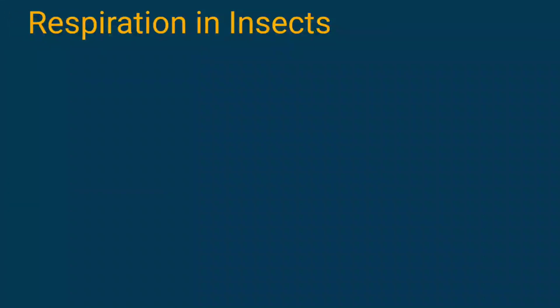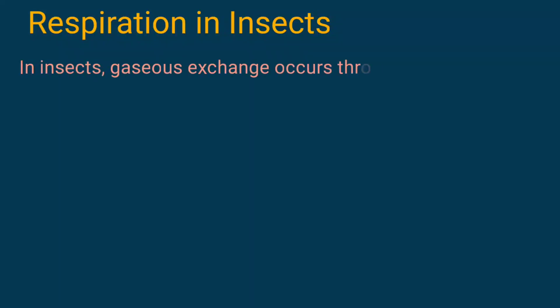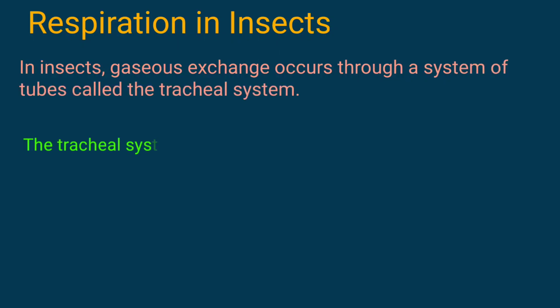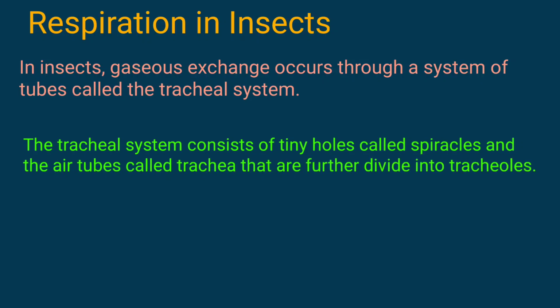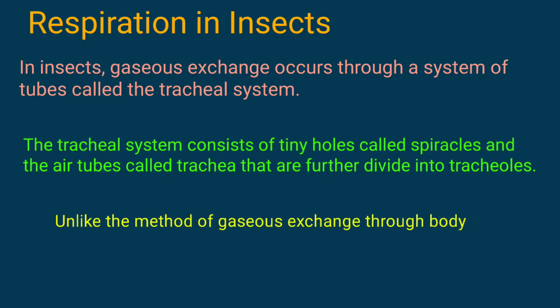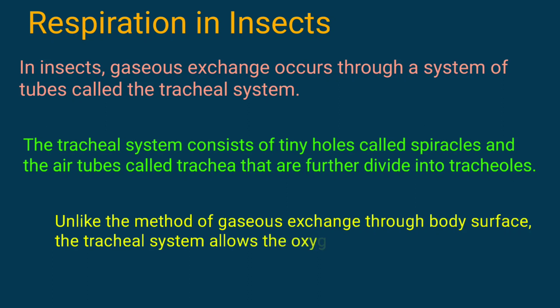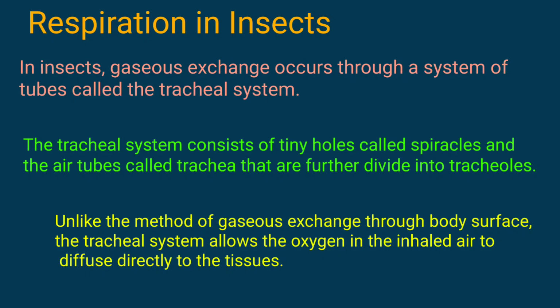Respiration in insects. In insects, gaseous exchange occurs through a system of tubes called the tracheal system. The tracheal system consists of tiny holes called spiracles and air tubes called trachea that are further divided into tracheoles. Unlike the method of gaseous exchange through the body surface, the tracheal system allows the oxygen in the inhaled air to diffuse directly to the tissues.